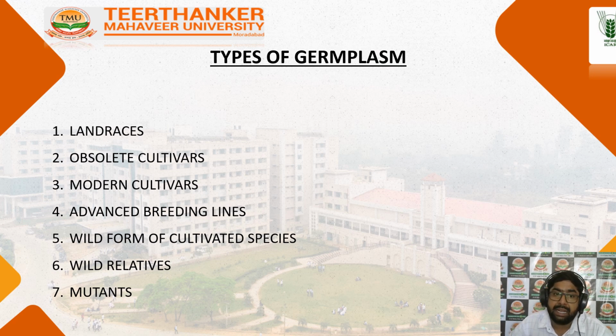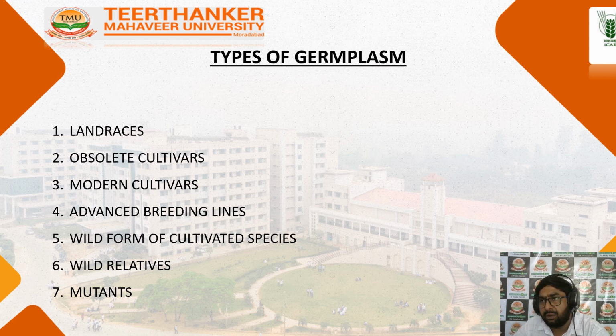The fourth one is advanced breeding lines. When we develop different types of genotypes and lines under the pipeline and develop new genotypes for enhancing breeding programs, these are very essential and useful lines in breeding programs for developing new lines or varieties. Number five, wild forms of cultivated species. That is the wild species, changed from the cultivated ones. And number six is wild relatives.